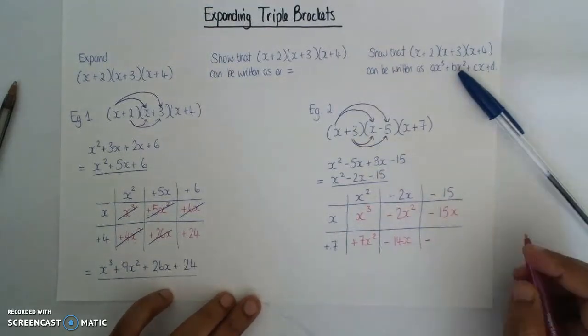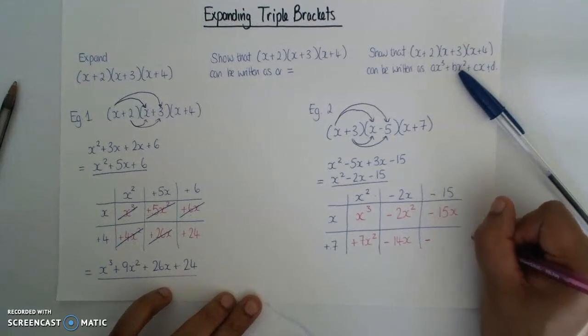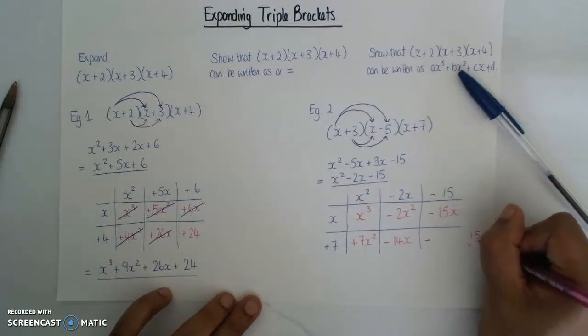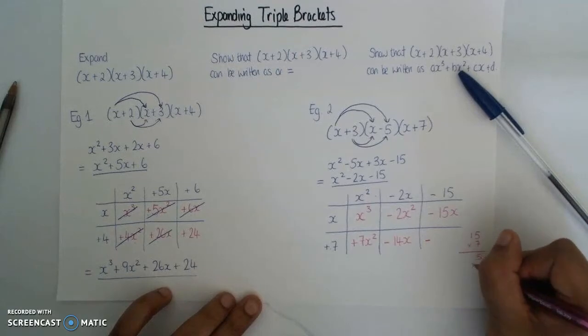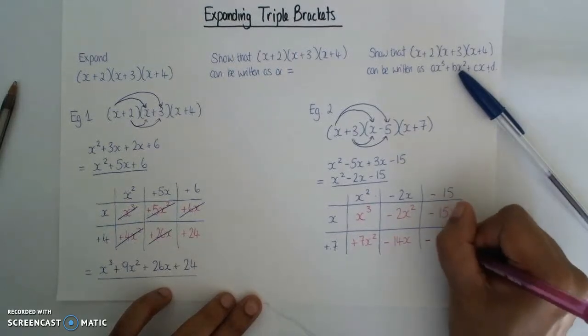So we'll put a minus in ready, because it's definitely going to be a minus number. So let's just do 15 times 7 here. 7 times 5 is 35. 7 times 1 is 7, plus 3 is 105.